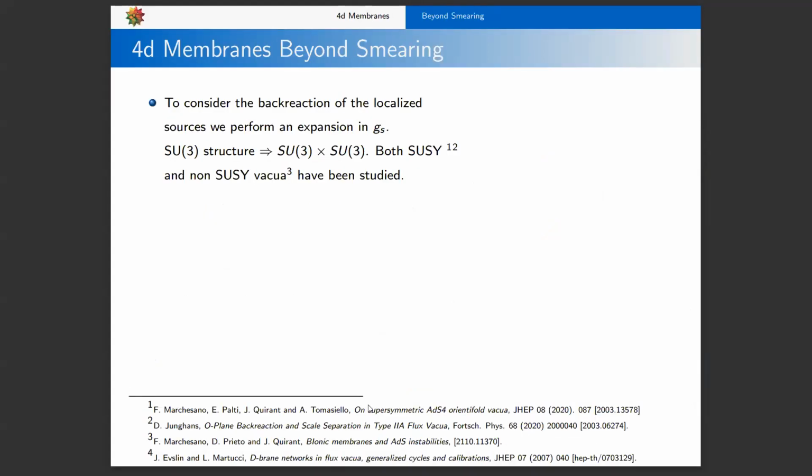So we want to see if all of this is because of the smeared approximation, and we take into account the back reaction of the membranes over the background geometry. This causes us to lose the SU(3) structure, and it's replaced by a more general structure than SU(3) times SU(3). So we no longer have a Calabi-Yau manifold. What we do is to expand the geometry in terms of Calabi-Yau manifolds plus corrections in terms of powers of the coupling constant. This analysis has been studied for SUSY by Junghans, Fernando Marchesano, and others, and also by Daniel Junghans, and more recently for this particular non-SUSY vacua in our previous project.